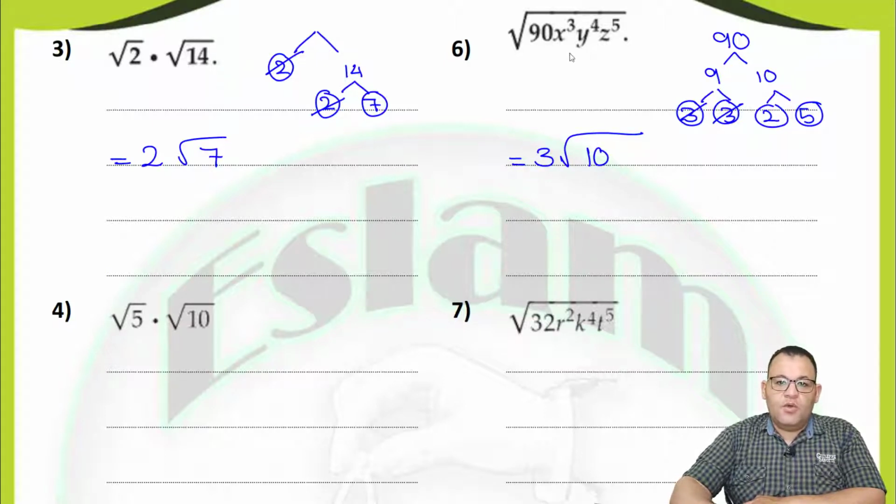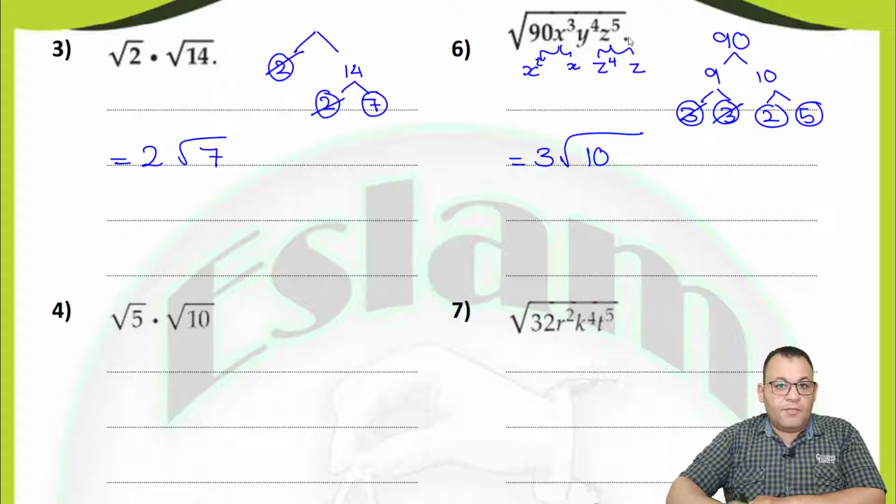Now for x, x to the power 3. Because that's the square root, we need an even power. We know that x to the power 3 equals x to the power 2 times x. y to the power 4 is an even power, leave it. z to the power 5 will be z to the power 4 multiplied by z. If the power is odd, just subtract 1. So x to the power 3 will be x to the power 2 times x, and z to the power 5 will be z to the power 4 times z. Now we can solve. Just leave a space and write the square root of 10.